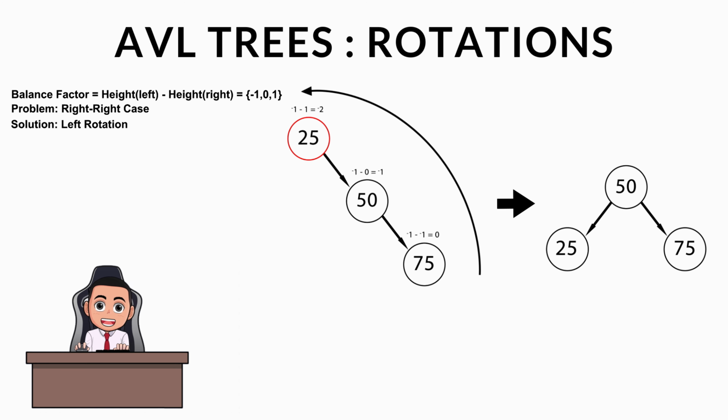Recalculating the balance factors, the leaf nodes always have a balance factor of 0, and the root node also has a balance factor of 0. Therefore, the tree is height balanced again. So far, we covered the left and right cases. Let's move on to another case.